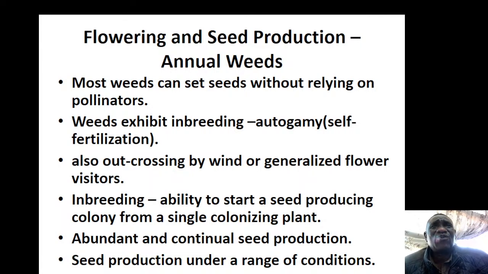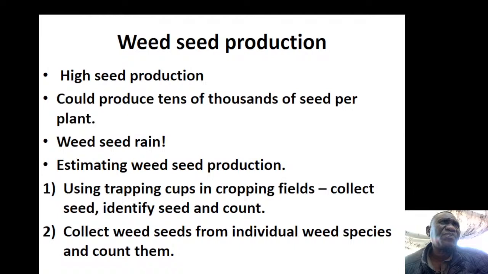Inbreeding is also good for weeds. The ability to start a seed producing colony from a single colonizing plant is why they are able to colonize highly disturbed areas. Abundant and continual seed production is also part of the characteristics of these weeds. They can produce seeds across various environments. We talked about high seed production.